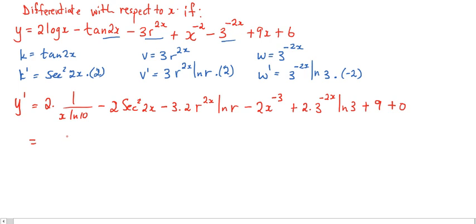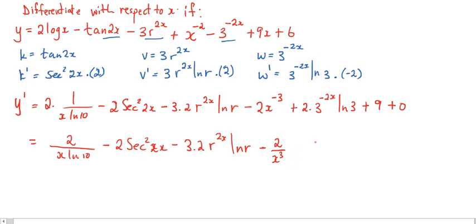So writing this down, that will be 2 over x ln of 10, minus 2 sec squared of 2x, minus 3 times 2 r to the power of 2x, the ln of r, minus 2 over x to the power of 3, plus 2 multiplied by 3 to the power of minus 2x, the ln of 3, plus 9.